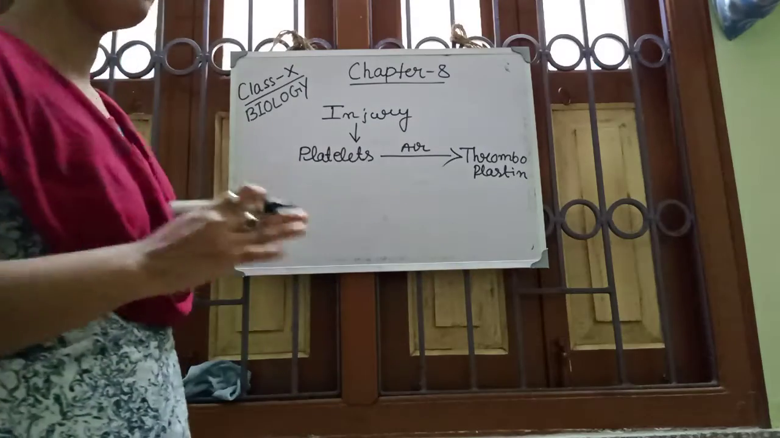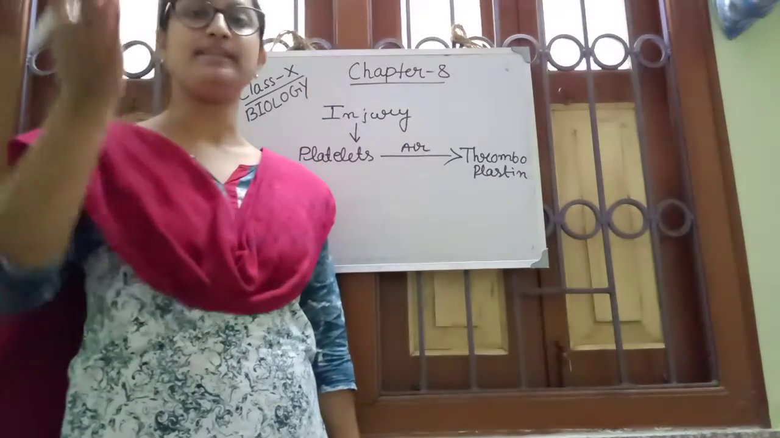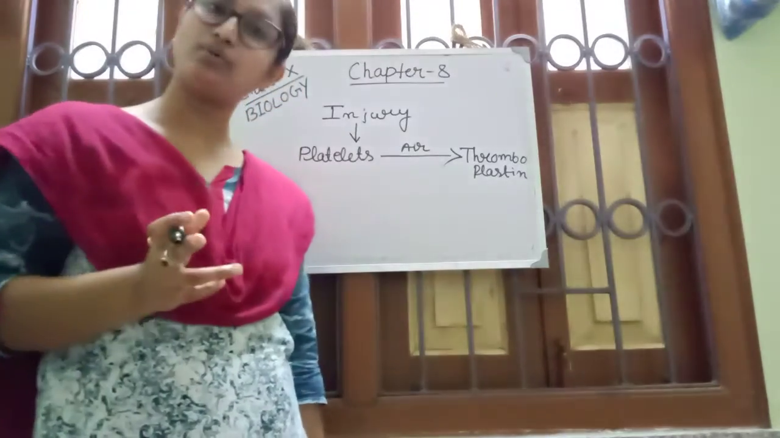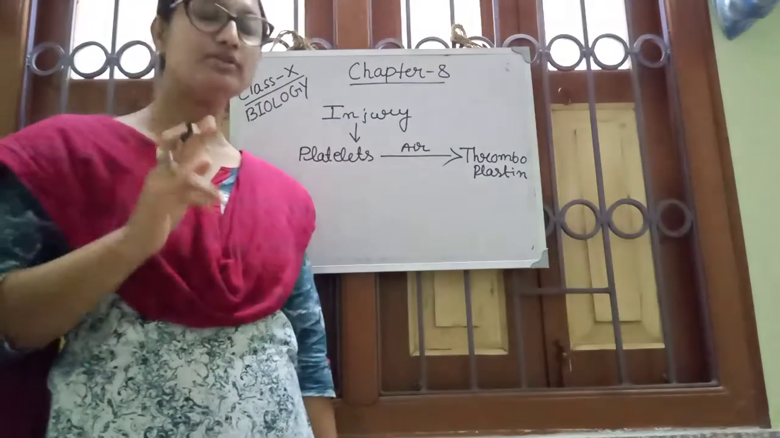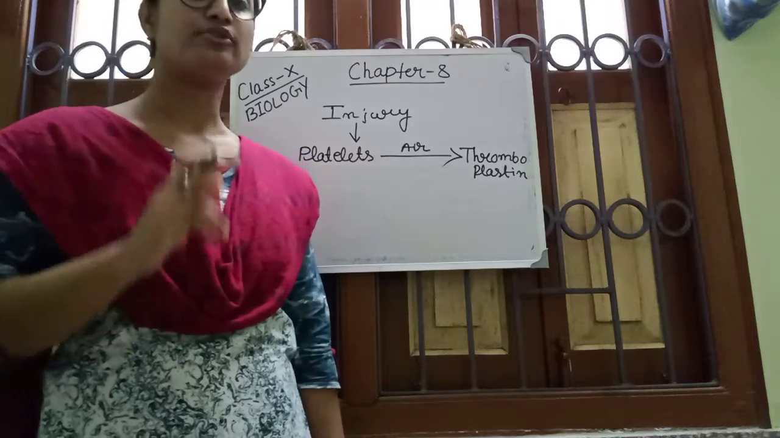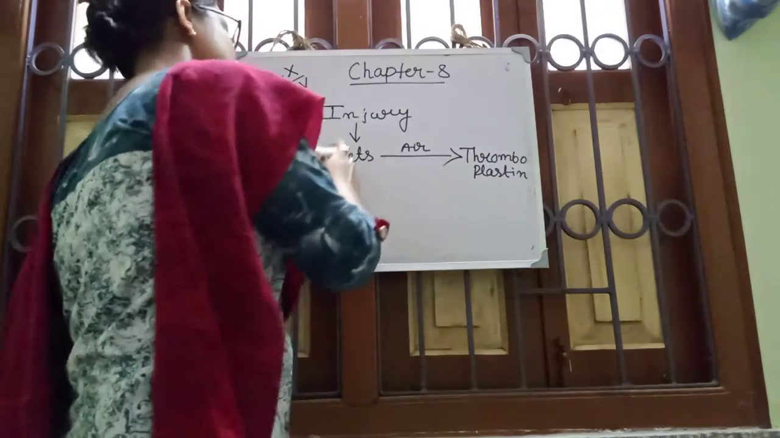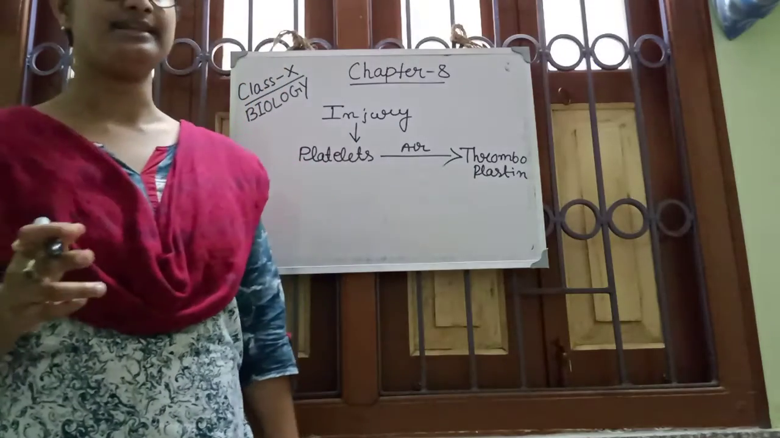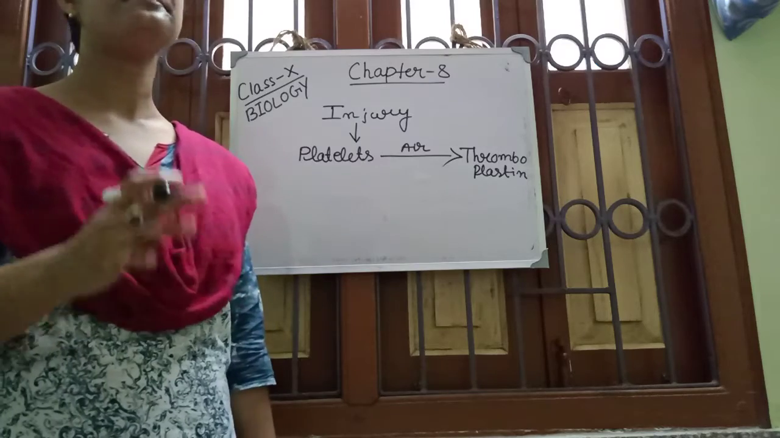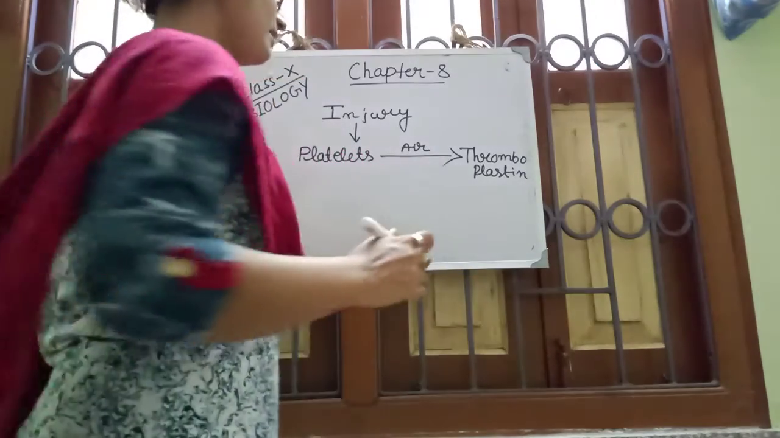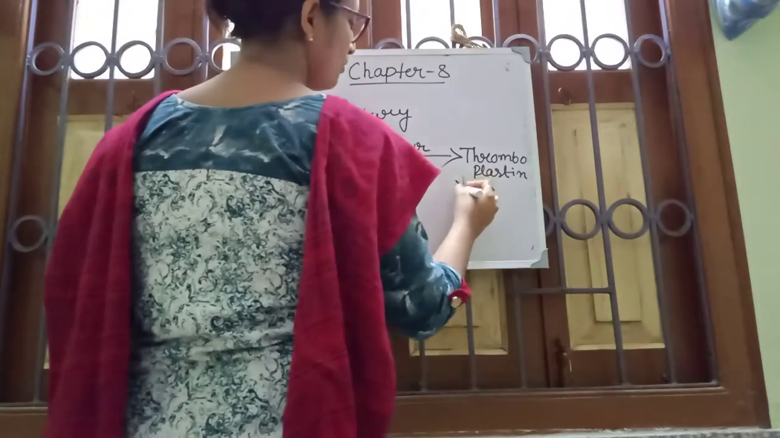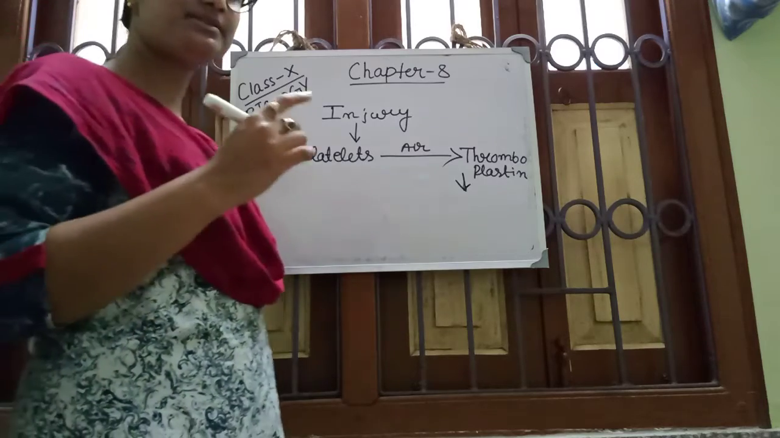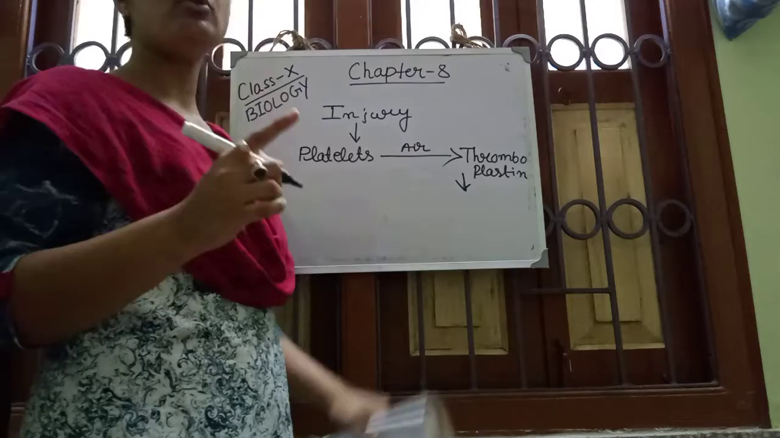After this, one enzyme is activated: prothrombinase. First, prothrombinase deactivates the heparin, which is the anticoagulant. So first, the injured platelets release thromboplastin, then prothrombinase is released, and after that prothrombinase deactivates the heparin. Then the thromboplastin releases factors that help to convert the inactive prothrombin into thrombin.